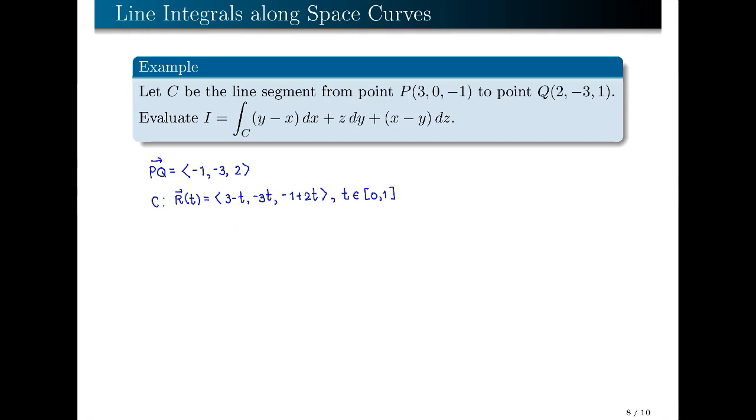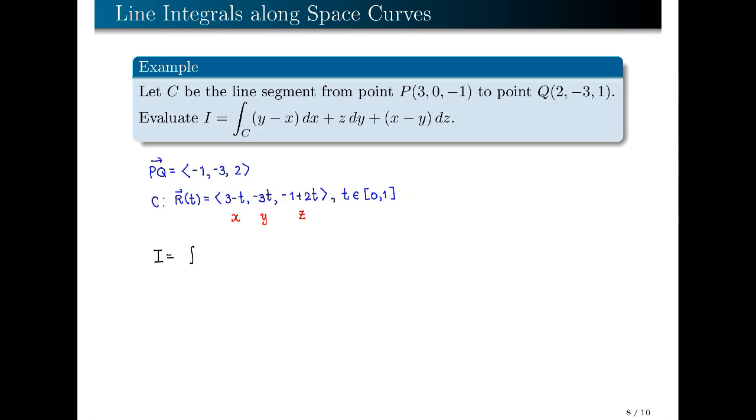Furthermore, take note that for curve C, we have x to be 3 minus t, your y to be negative 3t, and your z to be negative 1 plus 2t. We are now ready to compute for the value of I. Remember that our goal is to write this line integral as a definite integral with respect to the parameter t. Hence, we have the integral of, we need to write y minus x in terms of t, and recall that your x, y, and z are as follows.